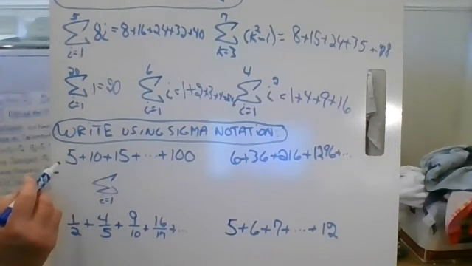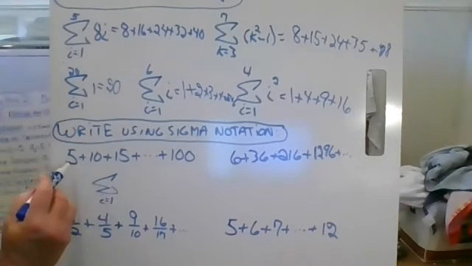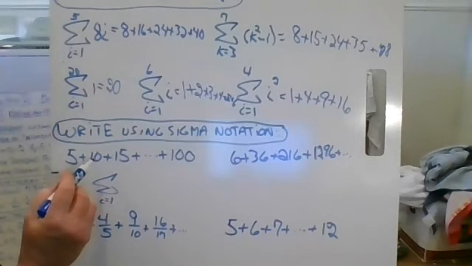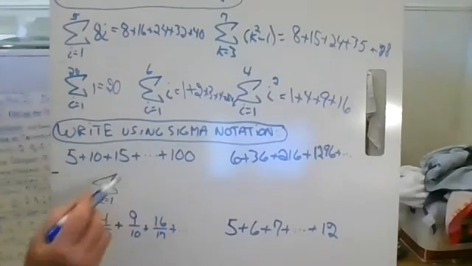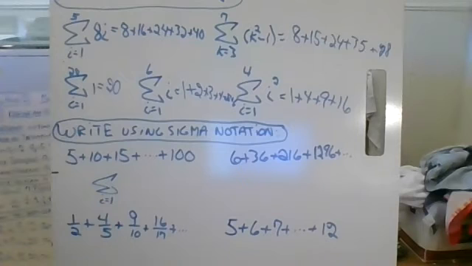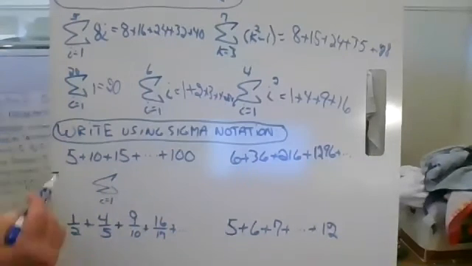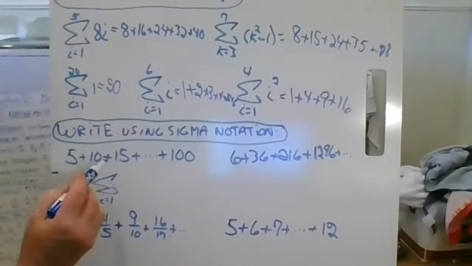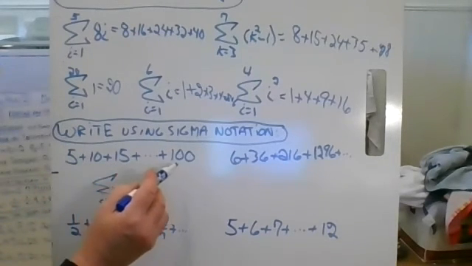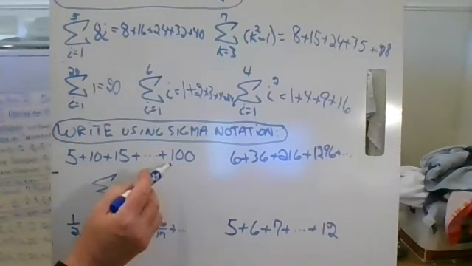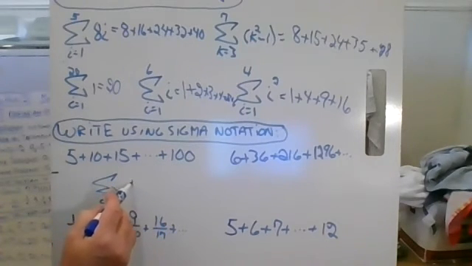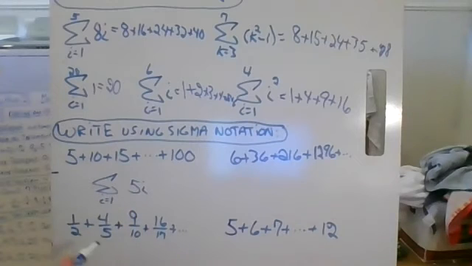What's the term generator that generates this sequence, 5, 10, 15 up to 100? Anybody? What are you getting? 5 times 1, 5 times 2, 5 times 3, up to 5 times 20, right? So what is it? It's 5i.